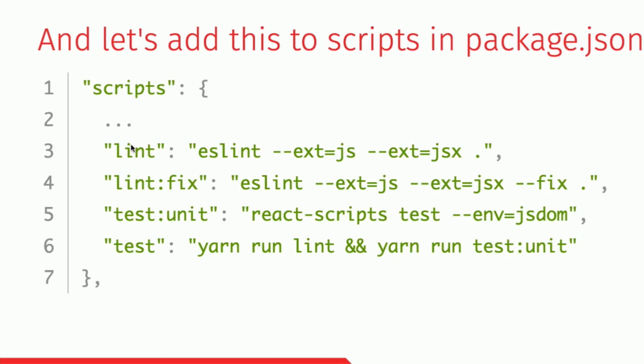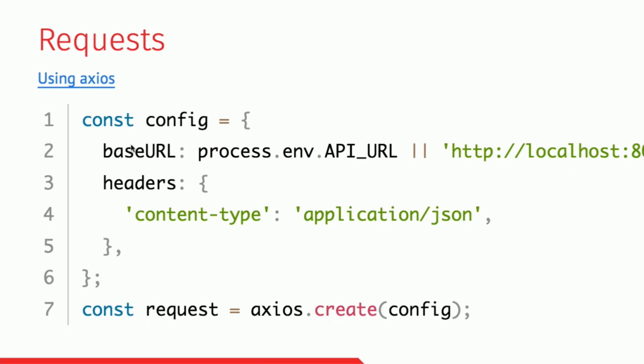We also can add some scripts in the package JSON, for example, to use just for linting the code, or even we can add some GitHub hooks that will trigger these scripts, and it will make sure that our code is well prepared for pushing.